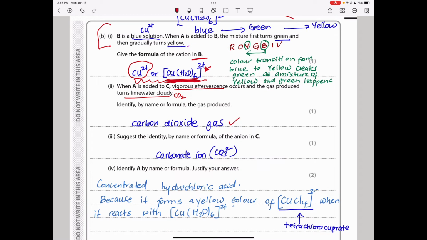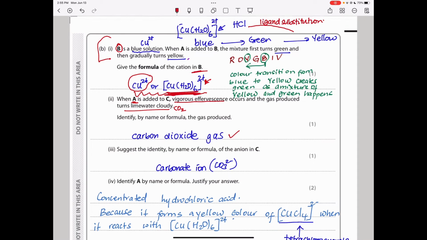Now remember, we have already identified that B is copper 2 plus, and A, like I told you here, could be concentrated HCl. Again, we see here A, which could be concentrated HCl, being added to C, and effervescence occurs. It tells us that A could be an acid, and because you've reacted an acid with something to produce carbon dioxide, C could have a carbonate, as you see here.